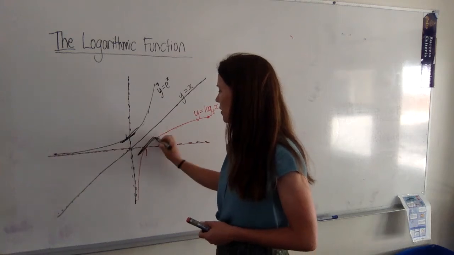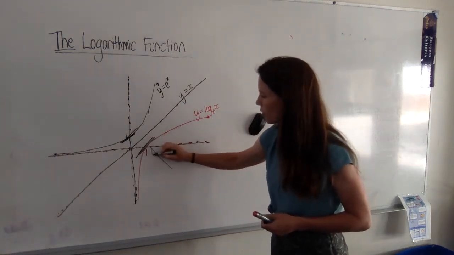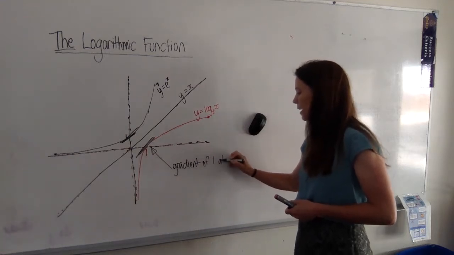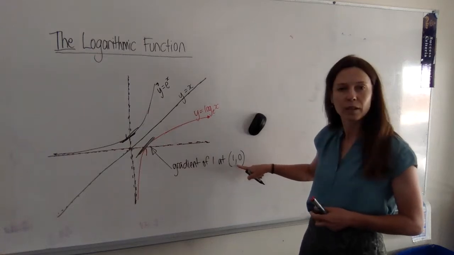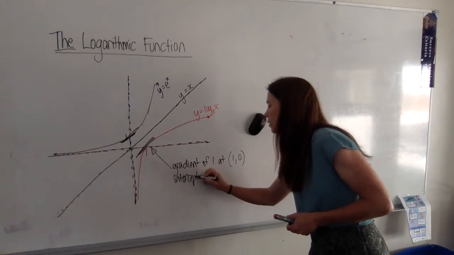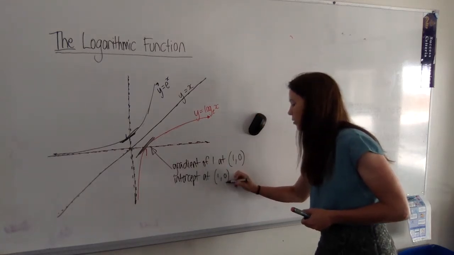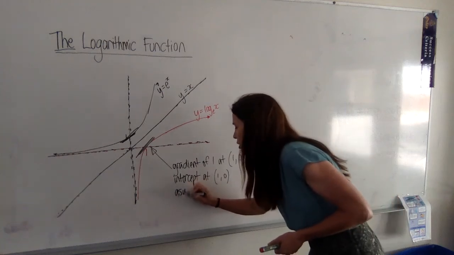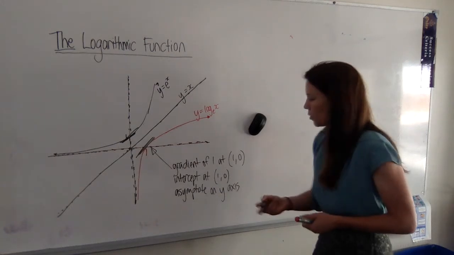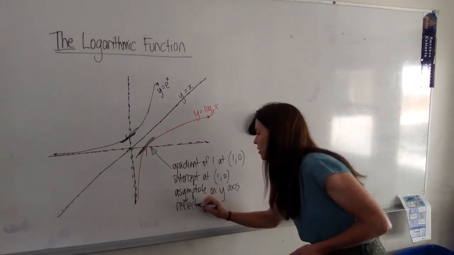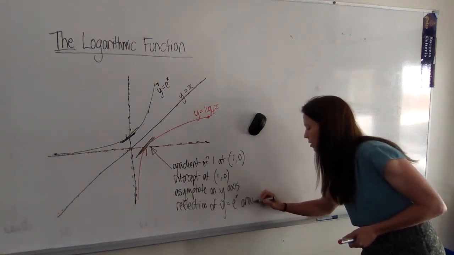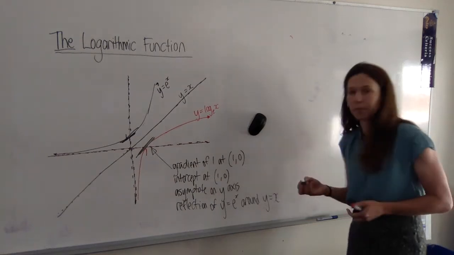So we have a gradient of 1, and we should write down some notes on the things that we know. Our logarithmic function has a gradient of 1 at its x-intercept. It also has an intercept at (1, 0). And the other important feature, of course, is the asymptote, which is on the y-axis. We should also note down that it is a reflection of y equals e to the power of x around the line y equals x.